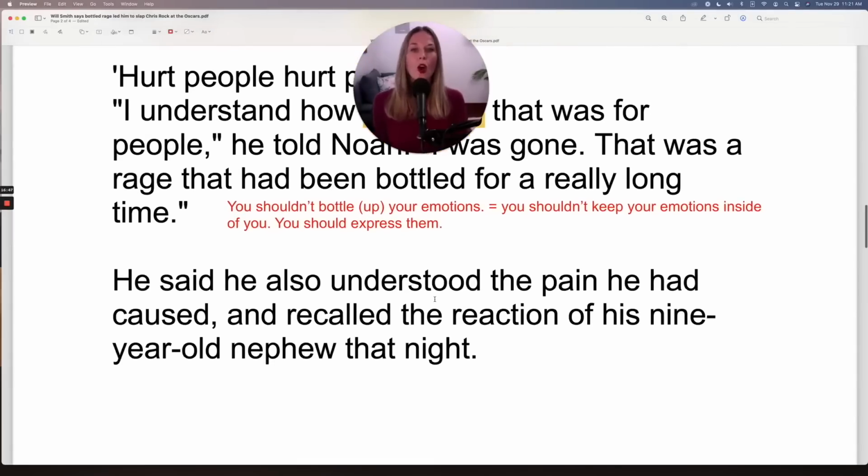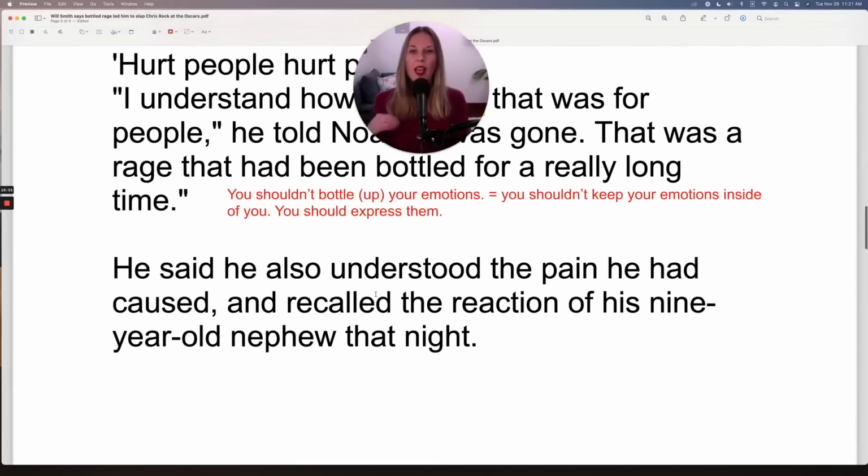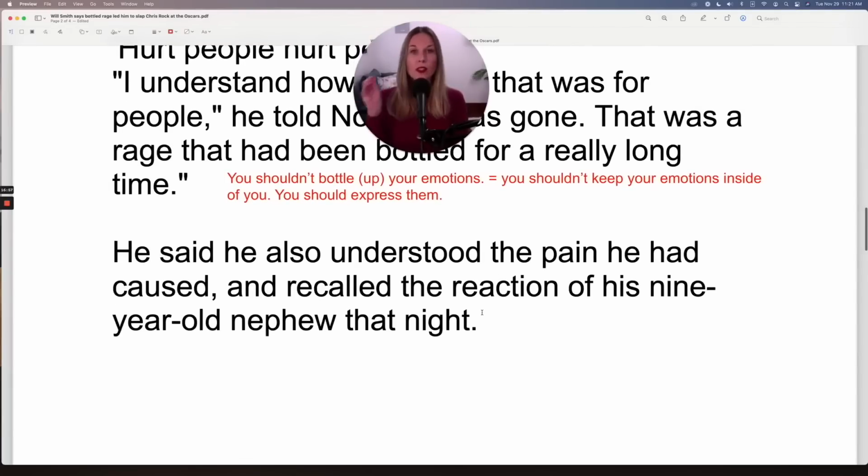He said he also understood the pain he had caused and recalled the reaction of his 9-year-old nephew that night.